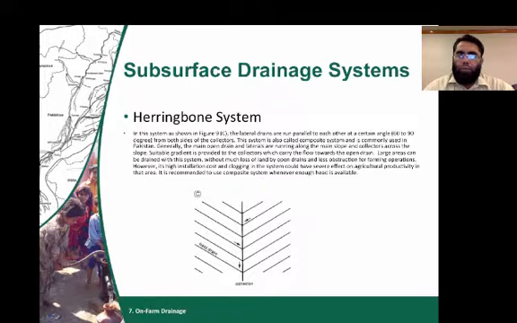The main open drain and laterals run along the main slope, and the collector drain, they run across the main slope. And the advantage of this system is that large area can be drained with this system without much loss of land by open drains and less obstruction to the farming operation. But the disadvantage is high installation cost and clogging of the system, which could severely affect the productivity of the land.